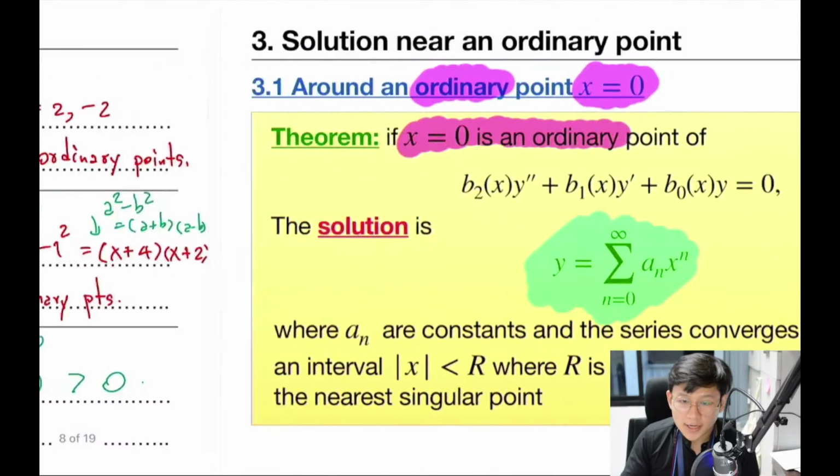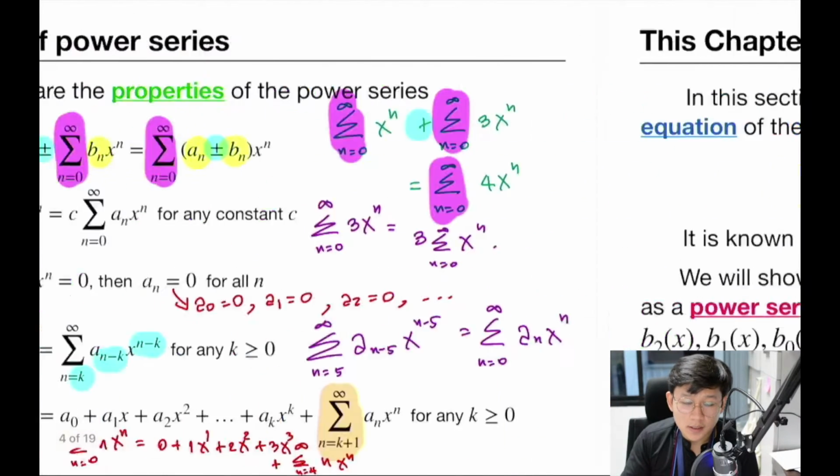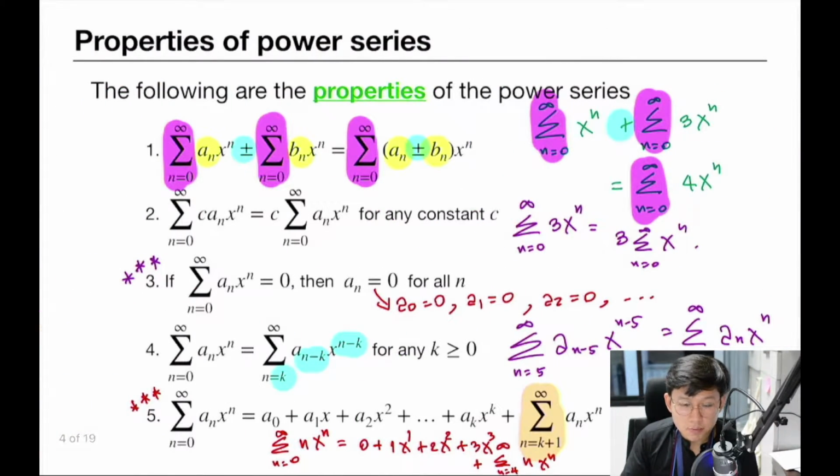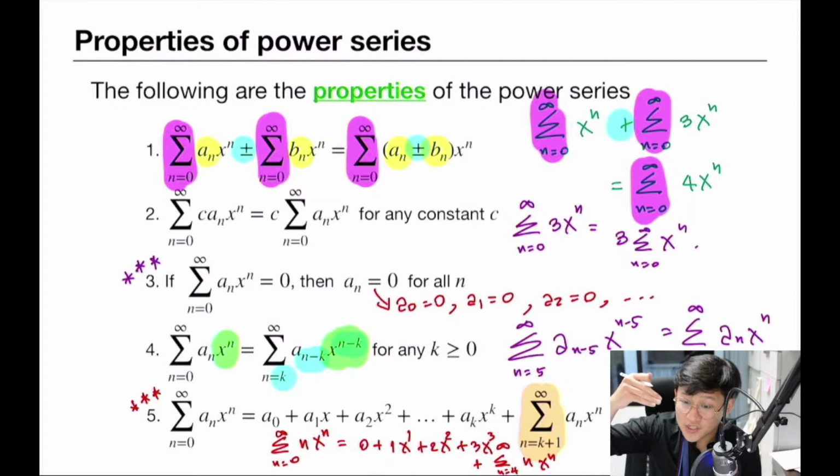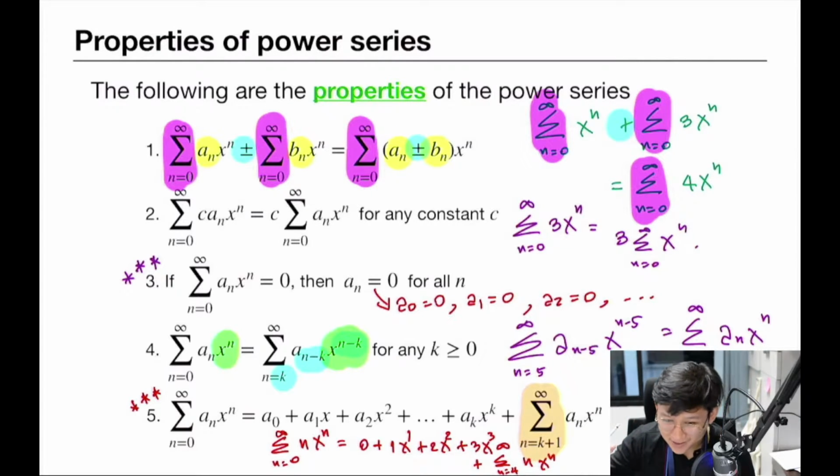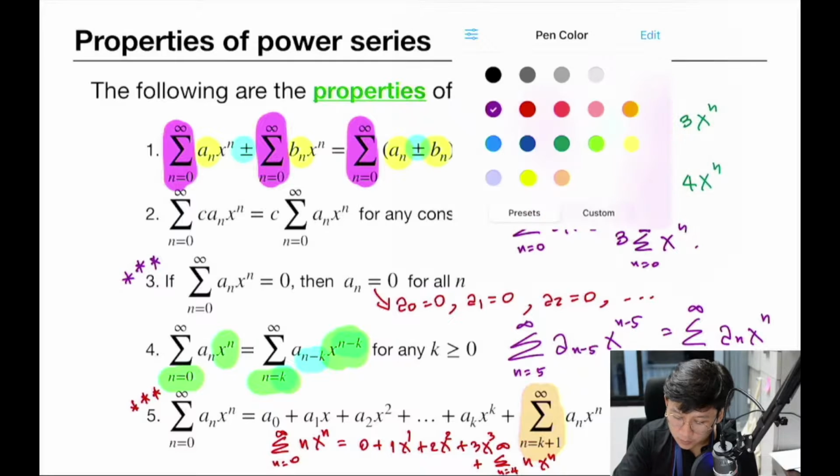Okay, if you look at this property, it's actually the fourth property. Okay, with x to the n, you look here, x to the n, x to the n minus k. You can change x to the n to x to the n minus k, but you need to change n from 0 to n from k. See, n needs to start from k, and then you substitute all the n with n minus k.